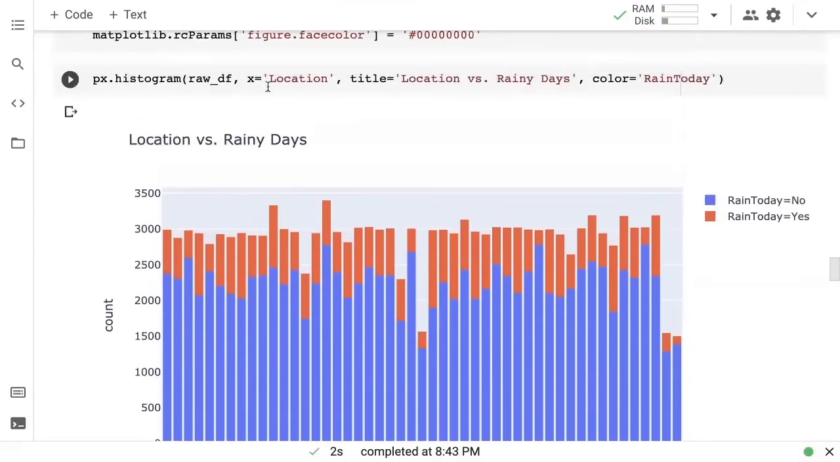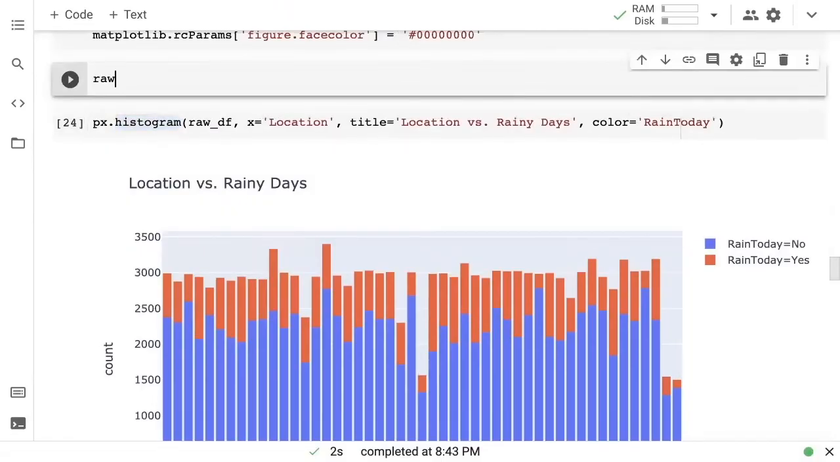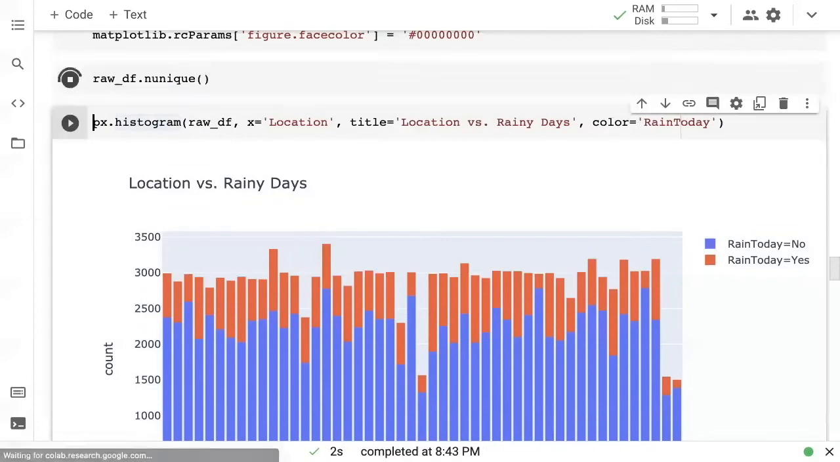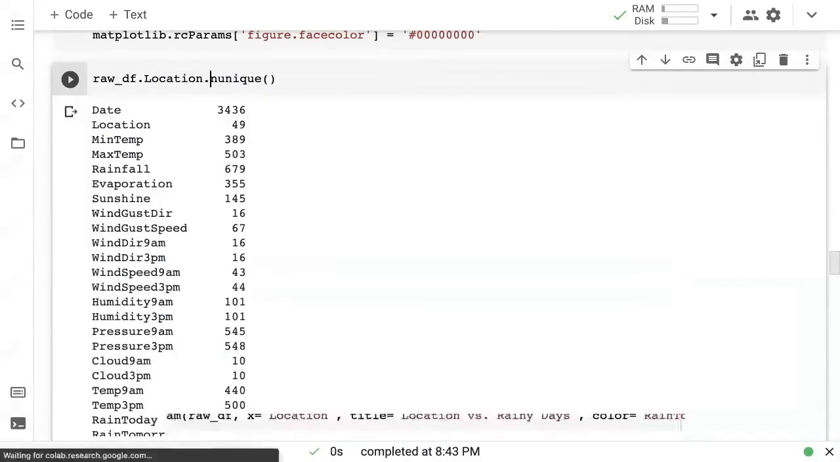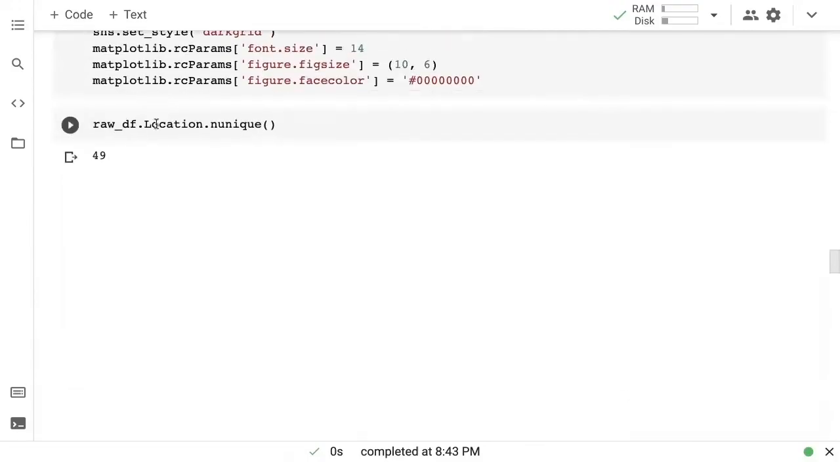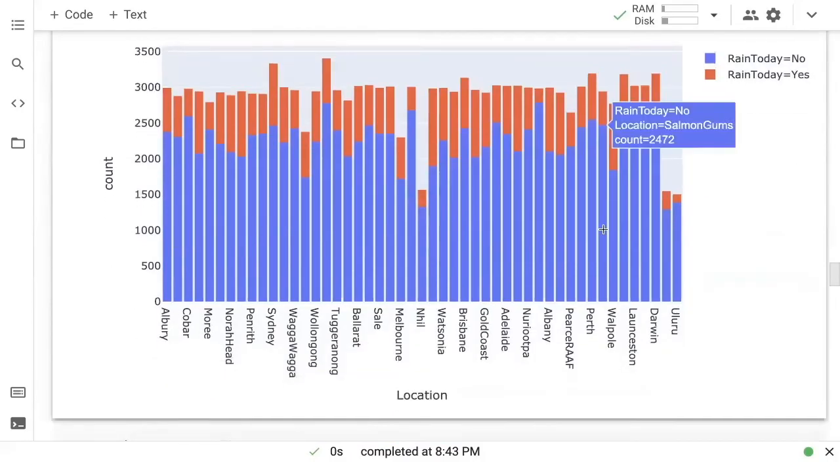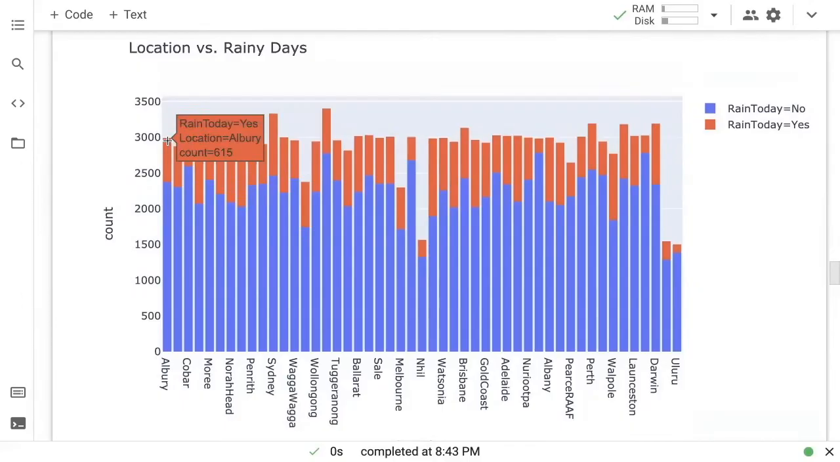So I believe we have around 29 locations, if I'm not wrong. Let's check that. So rawdf.location.nunique will tell us that, okay, we have 49 locations. So these are the 49 locations. Maybe there are a few more, but for these locations, you can see for each location, we have about 3000 values, roughly speaking. And that makes sense.